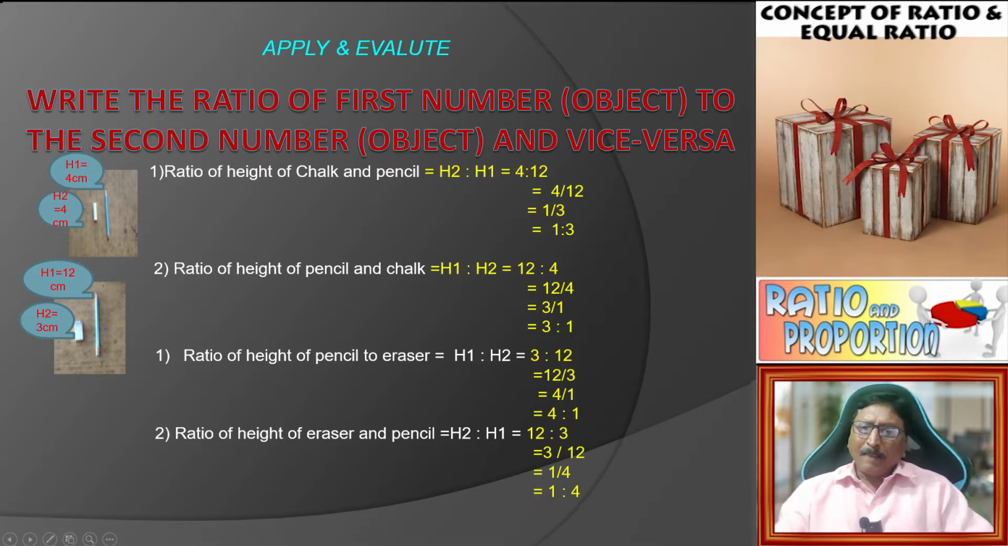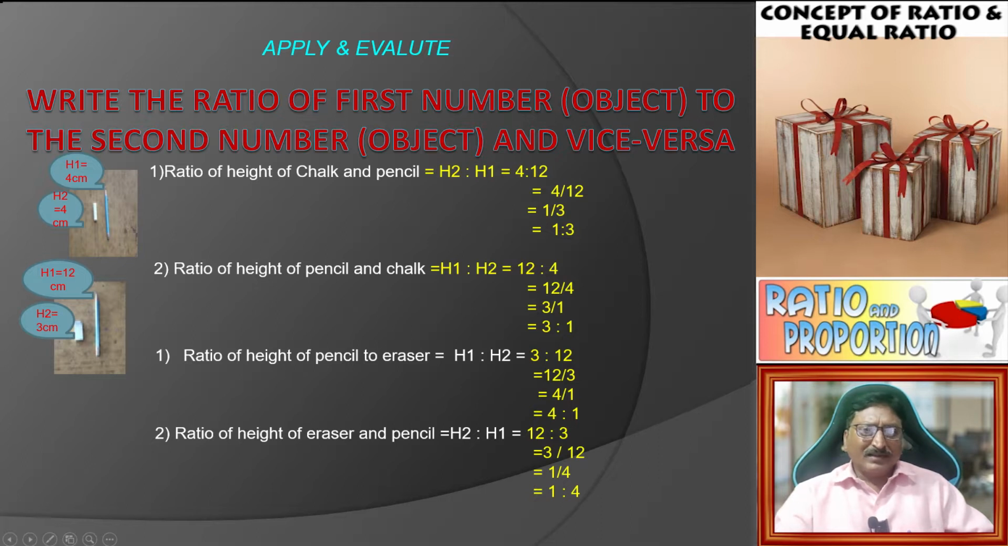Actually, this ratio is like a division. It can be written in the form of a fraction, 4 upon 12. And if you reduce it by dividing by the number 4, we will get the reduced value 1 upon 3, and it can be written as 1 is to 3.